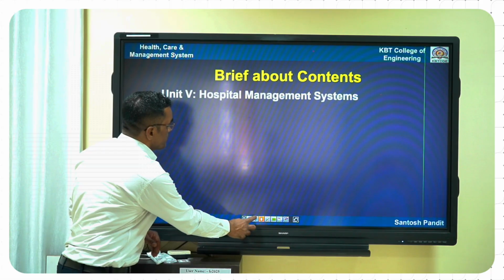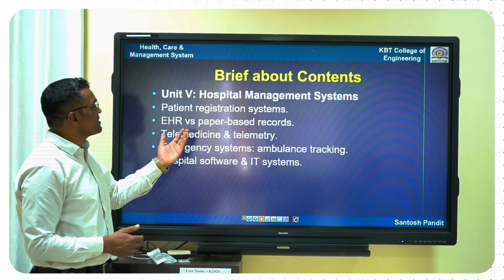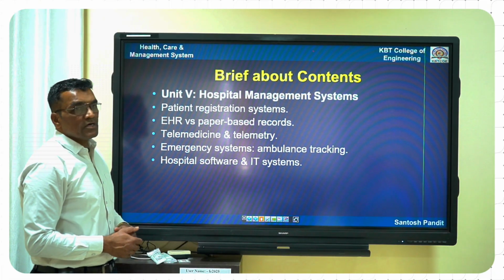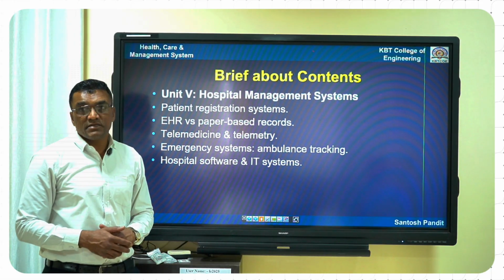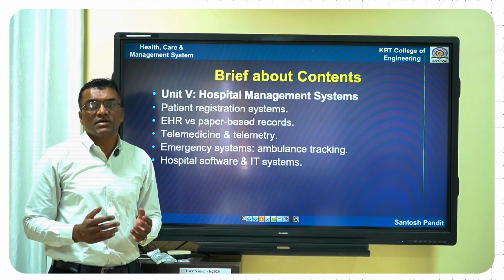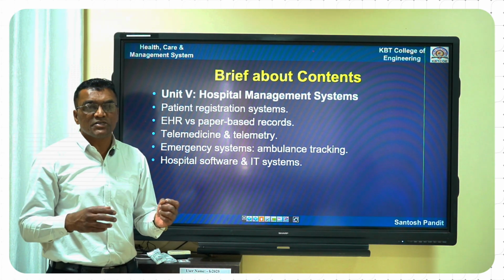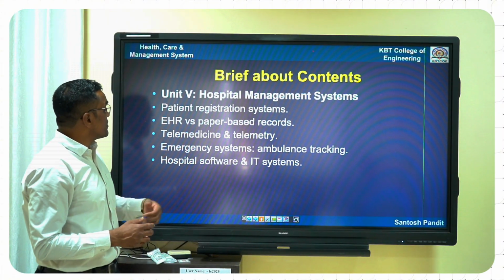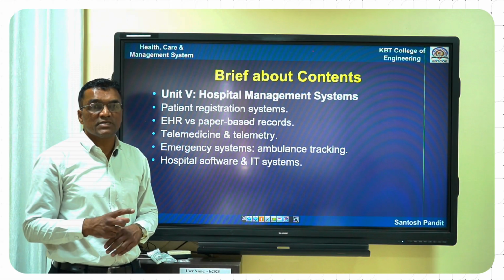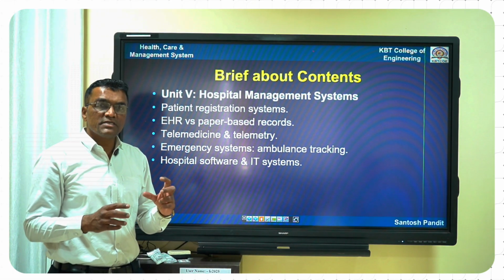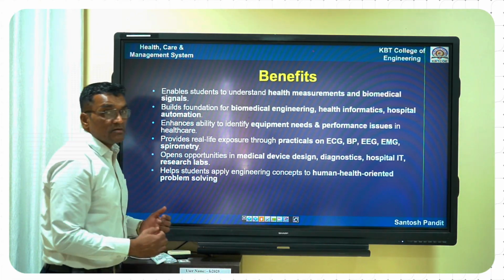Then unit number 5, as discussed, totally focuses on the hospital management system, in which how patient registration is done, how the electronic health record is prepared, and what the drawbacks of paper based records are. Telemedicine. Now once an accident happens on a road, an ambulance comes and it sends the data from the road to the hospital. So the doctor comes to know the status of the patient. Then how hospital software works, what IT systems are, what their role is, how ambulance tracking is done. And here we will be focusing on how software plays an important role in getting the basic patient data on the road when a patient meets with an accident.